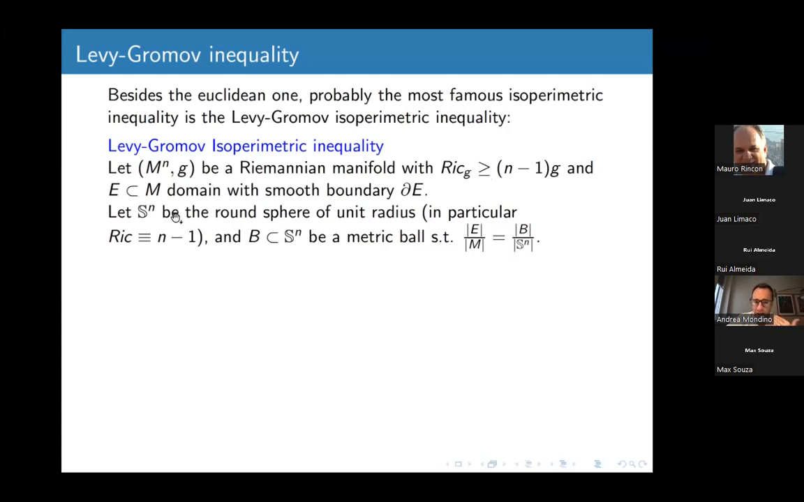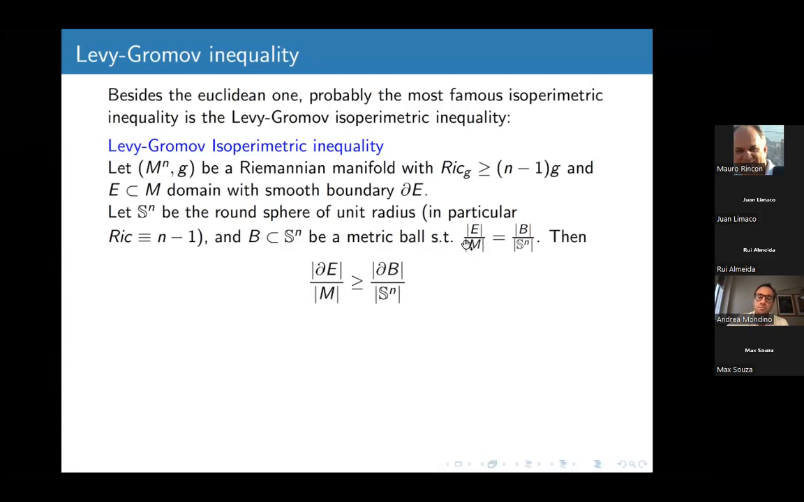So you are saturating the lower bound on the Ricci curvature. And then inside the sphere, we consider the metric ball B having the same renormalized volume as E. When we have the Euclidean isoperimetric inequality or the spherical isoperimetric inequality, we take the ball with the same volume as the set E. Here we need one more normalization. So we are considering the volume of E divided by the total volume of the manifold, and we choose the ball inside the sphere such that the volume of the ball divided by the volume of the sphere is equal to the corresponding quantity for the set E.